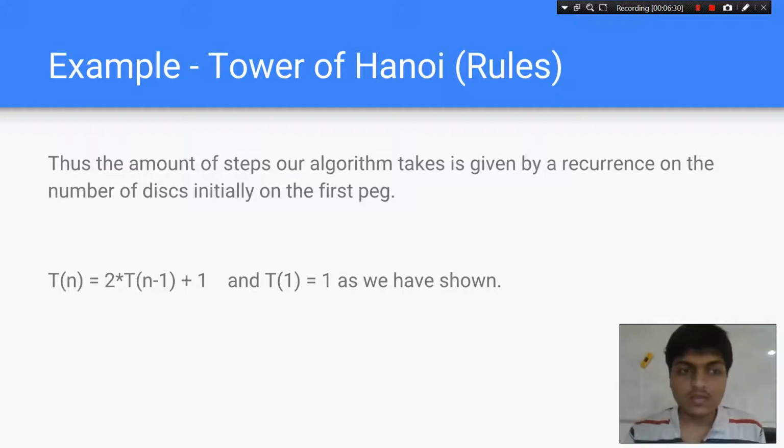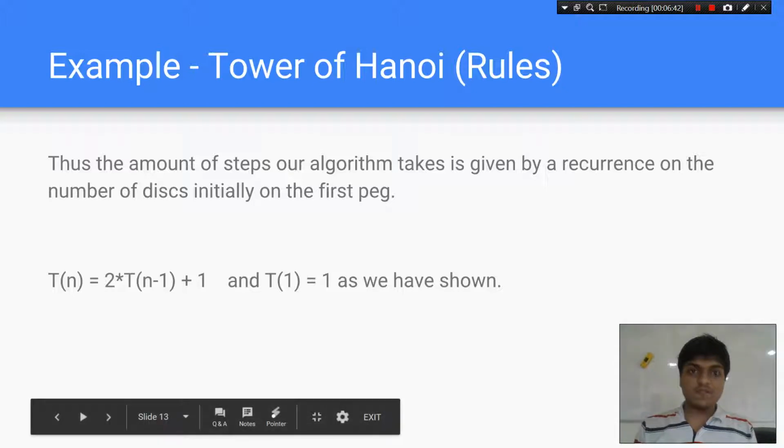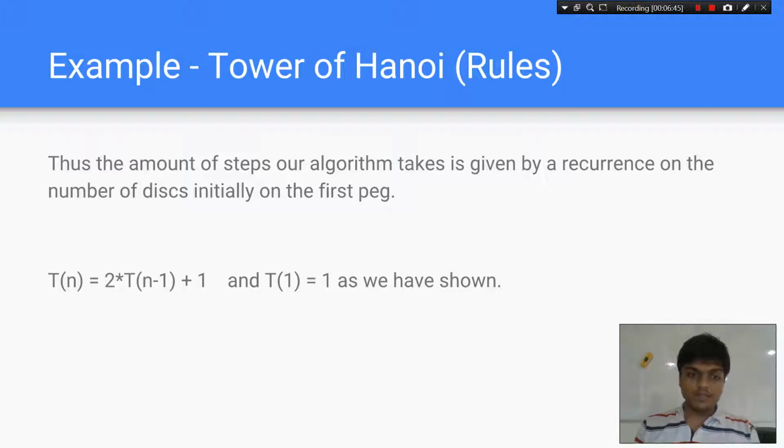So now, as we have shown the amount of time taken for solving the Tower of Hanoi problem for n disks, it's given by 2 times the time taken for the n minus 1th problem plus 1, and the time taken to move just one disk, if you had a problem with only one disk, is one step, which is very obvious, right?